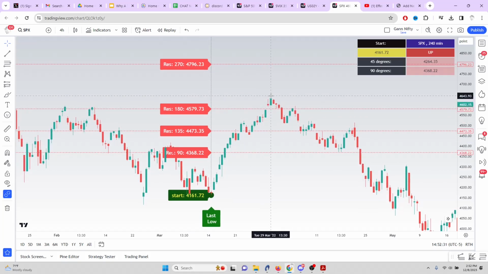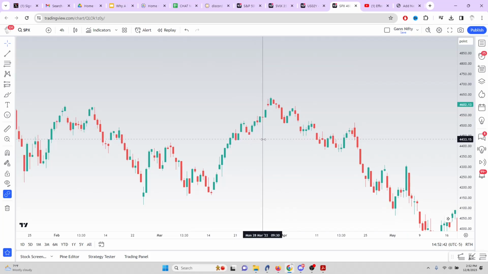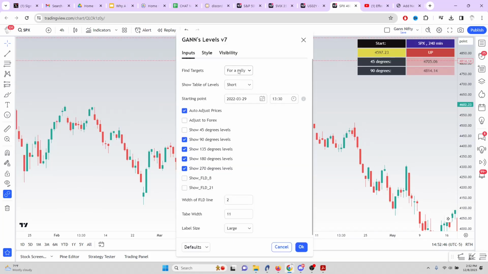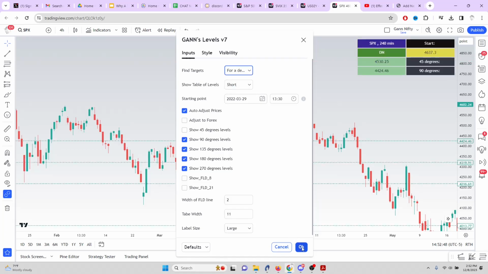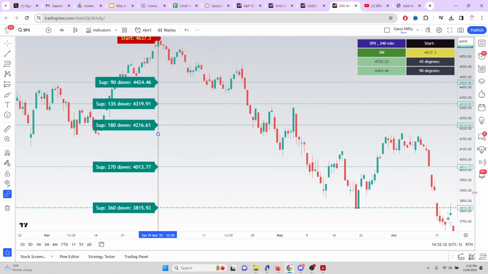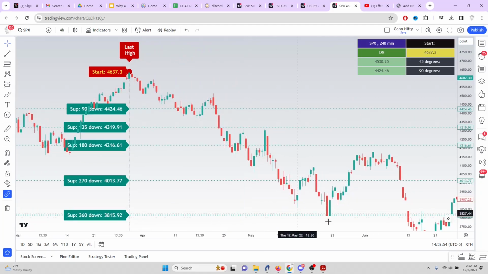For example, you want to know where it can go from that top. Again, you click that indicator, you can click any element of the indicator, and you drag that line to pick another starting point. You want to see where it can go down, where support levels will be. You change it in the menu and look, 360 degrees, it's a very important level.